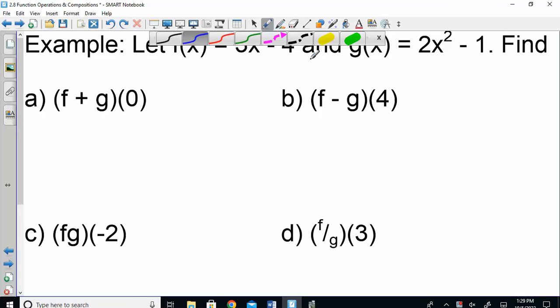So let's say I give you two functions. f of x is defined to be 3x minus 4, and g of x is going to be 2x squared minus 1. And then I am asking you to find a series of things here.